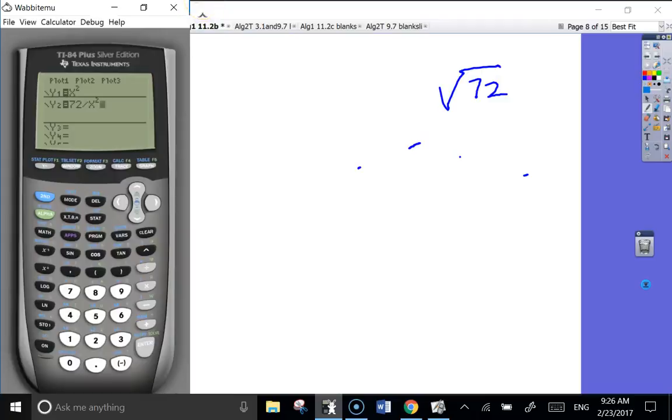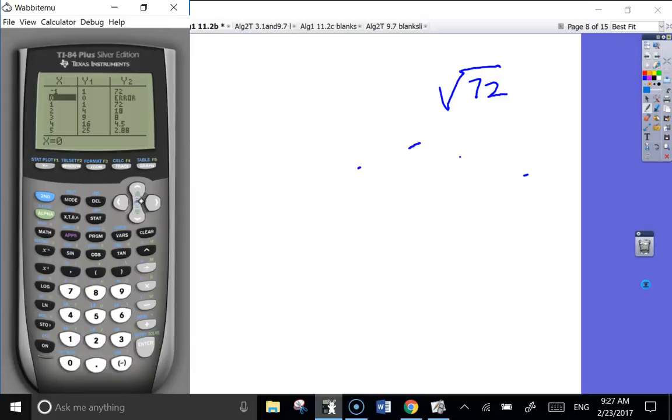Okay, did everybody get that? Y1 is x squared, y2 is 72 divided by x squared. Go to the table of values. Does everybody have lists that look something like this? So we want to scroll down this list right here until you get to 72.